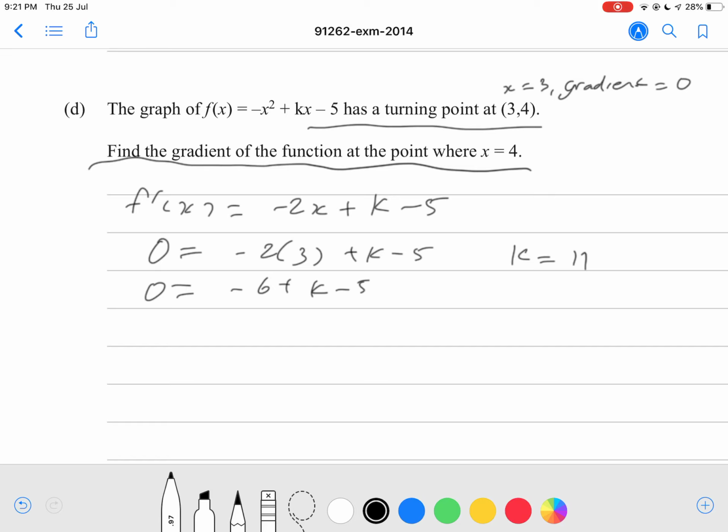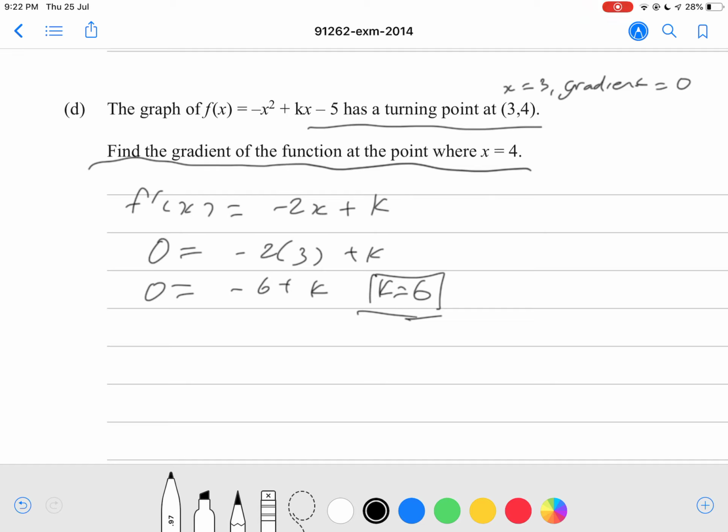Okay, we found out that k... no, actually it's not 11. No, the negative 5 is gone. Sorry, what am I doing? I'm being silly. Sorry, it's just negative 2x minus k plus k, so the 5 is gone actually. So therefore k is actually 6. Sorry about that, guys. Basic mistakes. So k equals 6, okay?